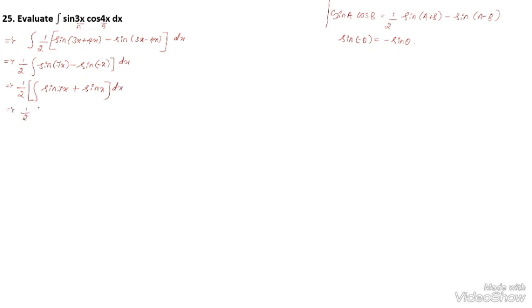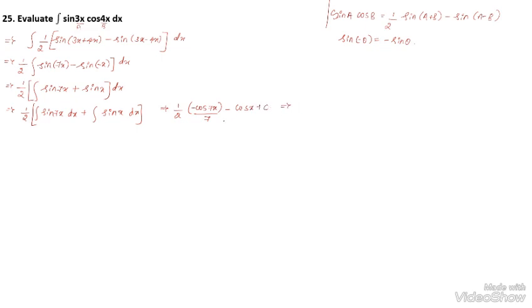1 by 2, integration of sin 7x dx plus integration of sin x dx. We get the result 1 by 2. Integration of sin x will be minus cos x. In place of x, we have 7x, so I divide by 7 here: minus cos 7x by 7. Integration of sin x will be minus cos x plus some constant c.